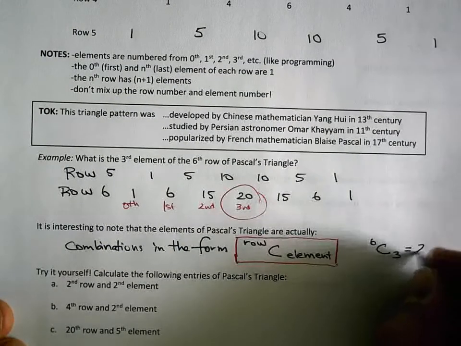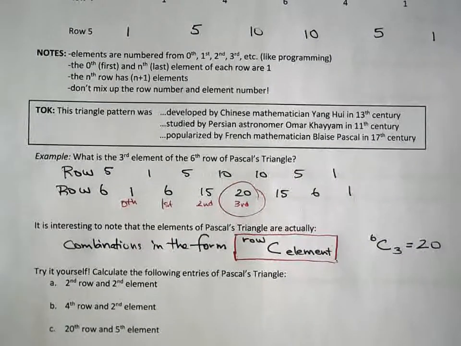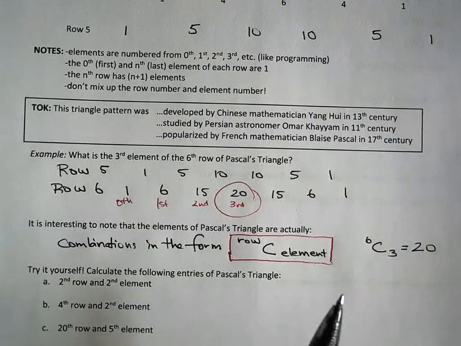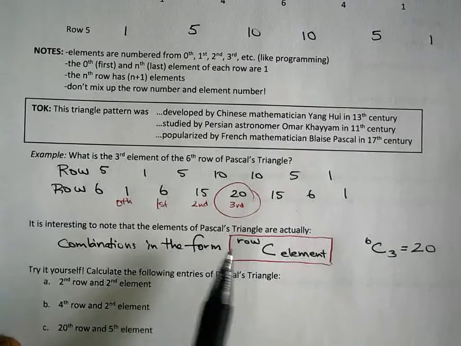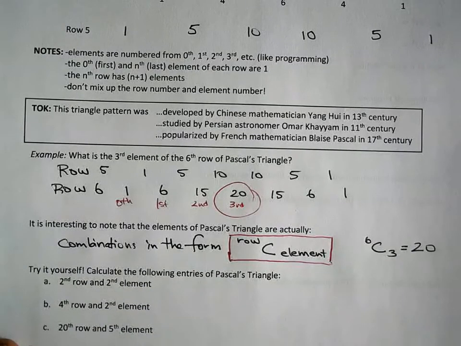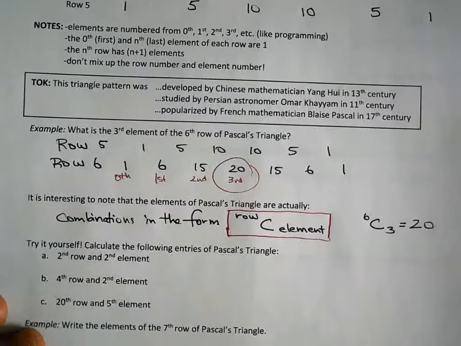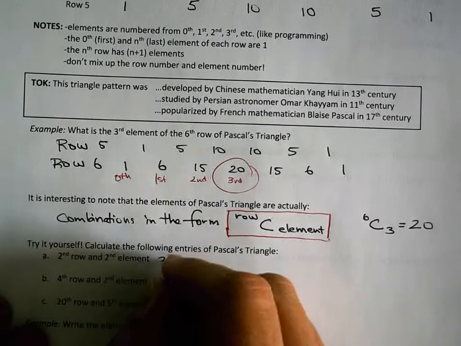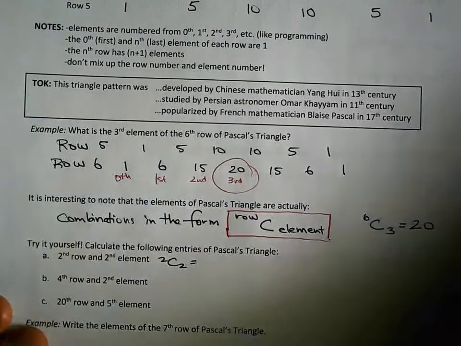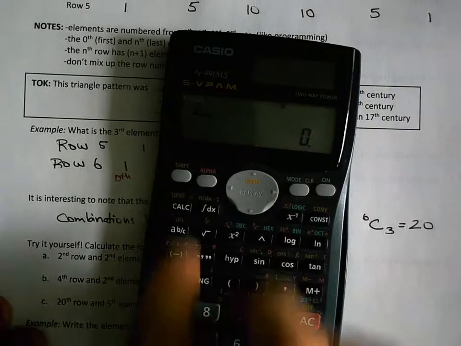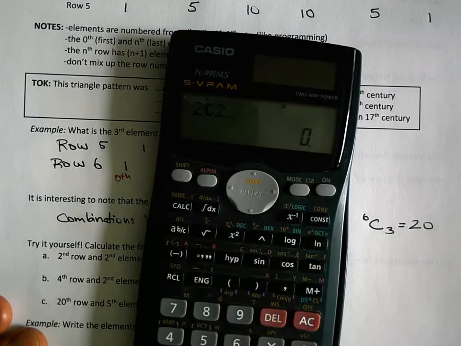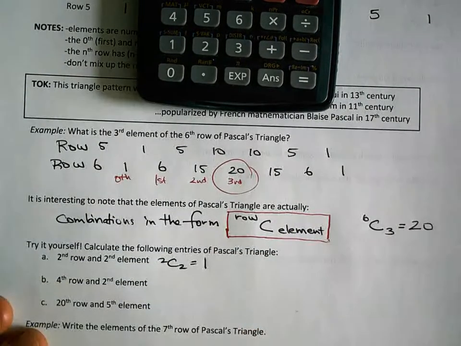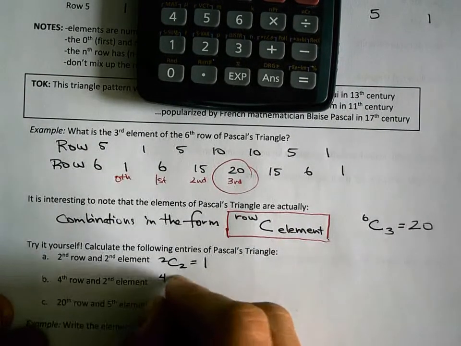This is very powerful because now I can find any one of Pascal's triangle number values by using combinations. So this is a neat math link. So we can do it ourselves. Second row, second element. Well, this would be 2 choose 2. Oh, it's just 1. And that makes sense because the nth value is always 1. What about 4 choose 2?